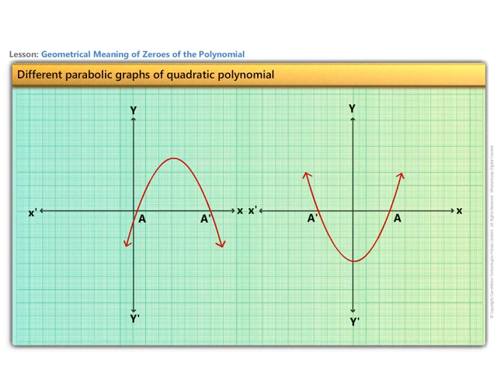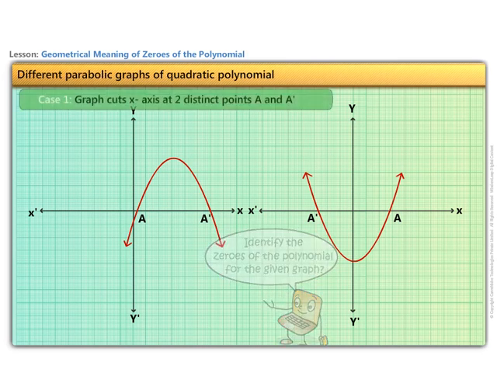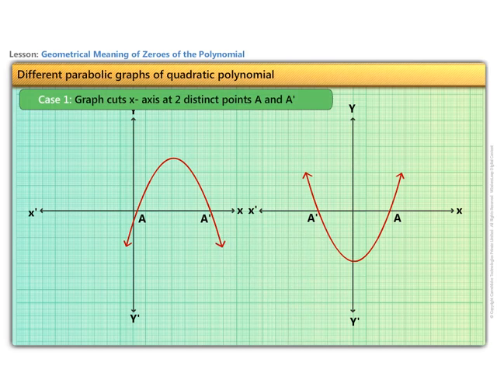Now, take a closer look at the quadratic graph that cuts the x-axis at two distinct points. Identify the zeros of the polynomial for the given graph. We observe that the parabola opens upwards or downwards and cuts the x-axis at two distinct points of the given graph. The x-coordinates of A and A' are the two zeros of the quadratic polynomial ax² + bx + c.